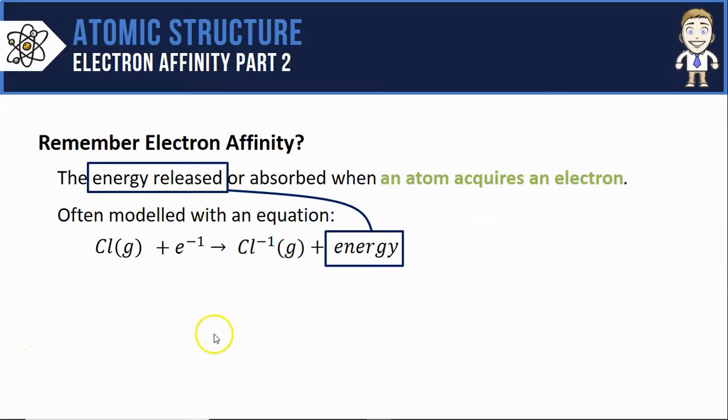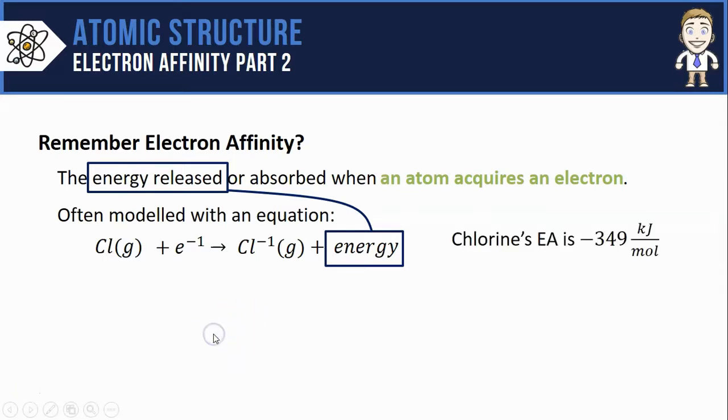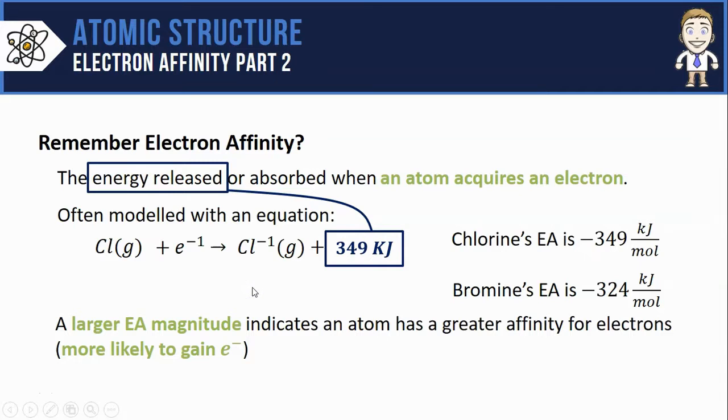If you looked it up, you'd find that chlorine's electron affinity is reported as -349 kilojoules, which simply means that when this chlorine atom gained that electron, it released 349 kilojoules of energy. If you did the same thing with a bromine atom, you'd find that it only releases 324 kilojoules of energy. And a larger electron affinity magnitude tells me that an atom has a greater affinity for electrons or is more likely to gain them. Here, that means that chlorine is the atom that's more likely to gain electrons.